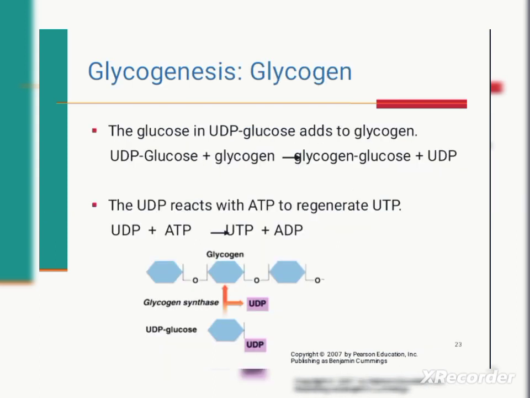The glucose in UDP glucose adds to glycogen. UDP glucose plus glycogen gives glycogen with added glucose plus UDP. The UDP reacts with ATP to regenerate UTP: UDP plus ATP is converted into UTP and ADP. That is the cycle of glucose forming glycogen.